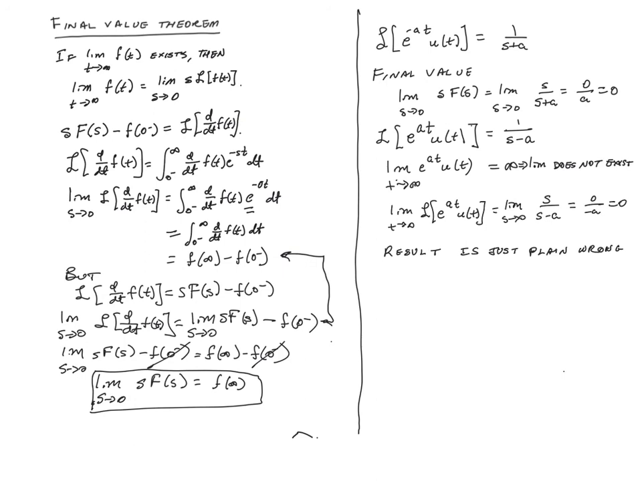So the problem is, what's wrong here? And the answer is that 1 over s minus a has a pole in the right-half plane. So here the pole is here. This is the real axis, this is imaginary. So this part here is the right-half plane of the complex plane, of course. So if we have a Laplace transform expression that has a pole in the right-half plane, then we cannot apply the final value theorem, for the simple reason that the final value doesn't exist. So we always have to be aware of this when we try to apply the final value theorem.